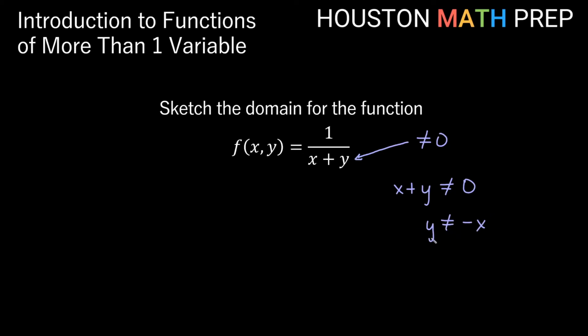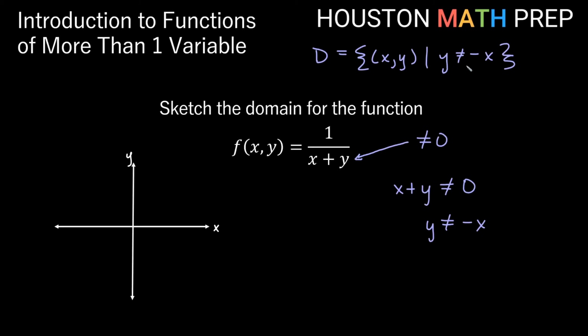And so this is our statement for the domain. We'll go ahead and say that our domain for this function is going to be the set of all points in the xy plane, all x comma y points, such that y is not equal to negative x. If we think about sketching this, let's think about what just y equals negative x looks like, and then we know it's everything besides that.